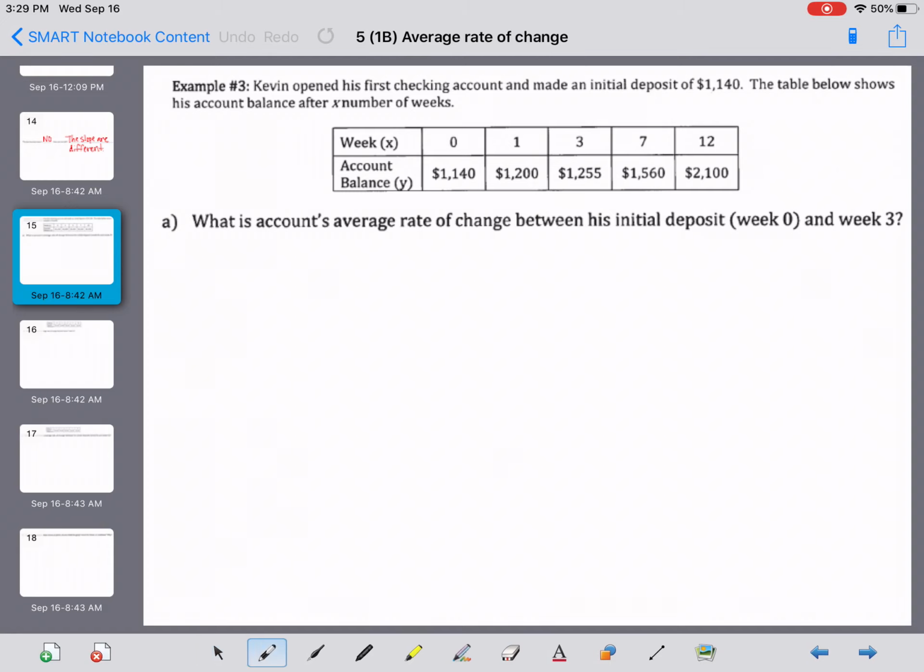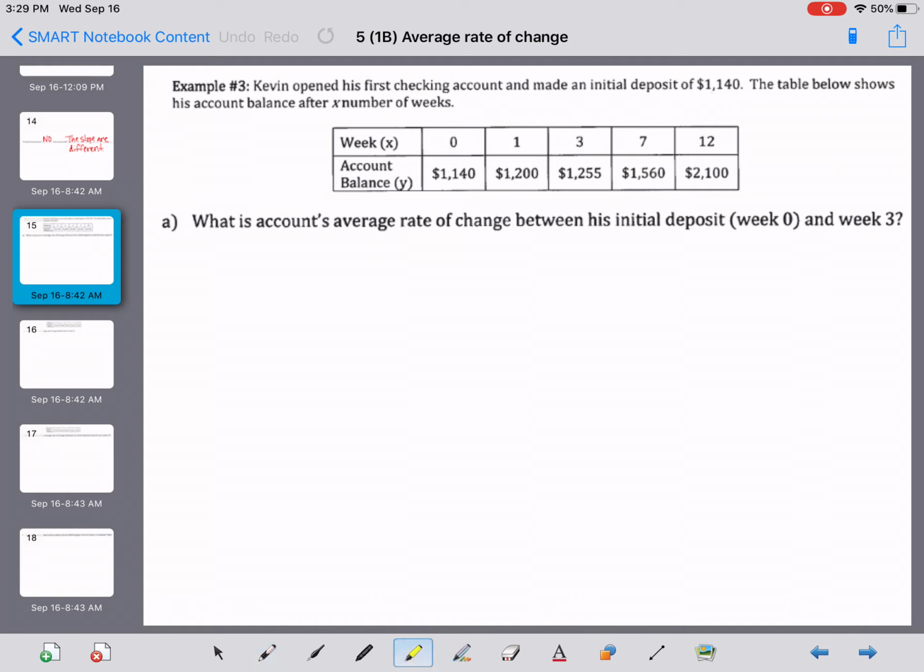Last video on average rate of change, notes at least. Kevin opened his first checking account and made an initial deposit of $1,140. The table below shows his account balance after X number of weeks. So we're given the chart there, and then the question says, what is the account's average rate of change between his initial deposit, week 0, and week 3?